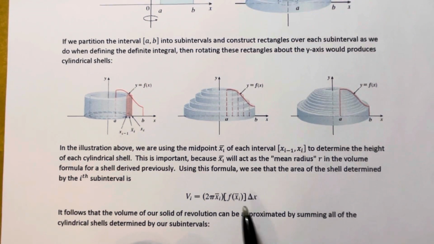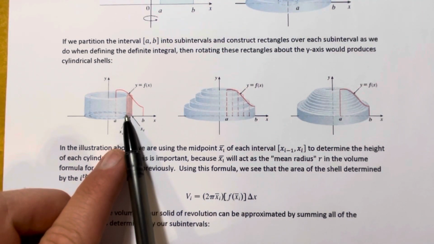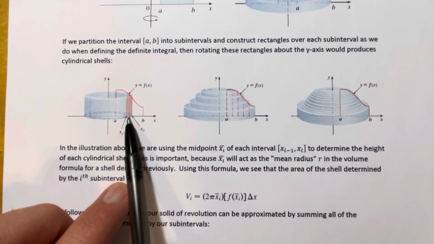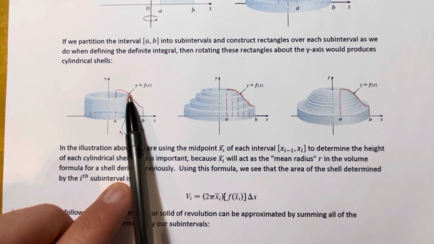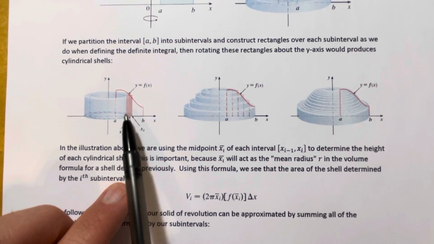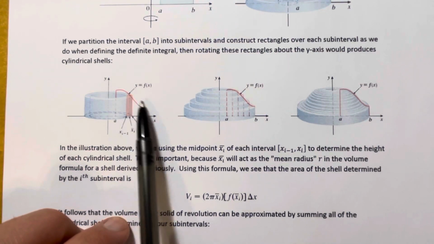Well, we just derived the volume of a cylindrical shell up above, and we found that it was equal to circumference times the height times the thickness. And in our case, the circumference is 2π x̄i. The reason for that is because this rectangle is going to be giving us the thickness of that shell, and if I chose the midpoint of that rectangle to determine its height, that midpoint is exactly the average of the inner radius and the outer radius of that shell. Hopefully you're able to see that.